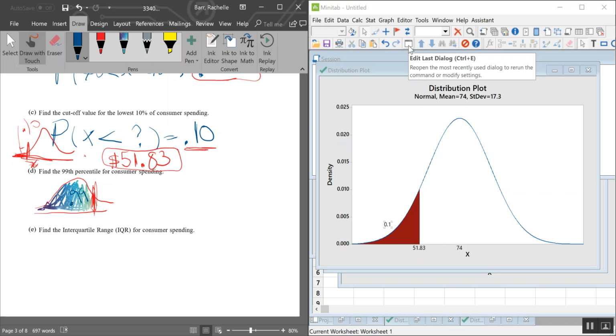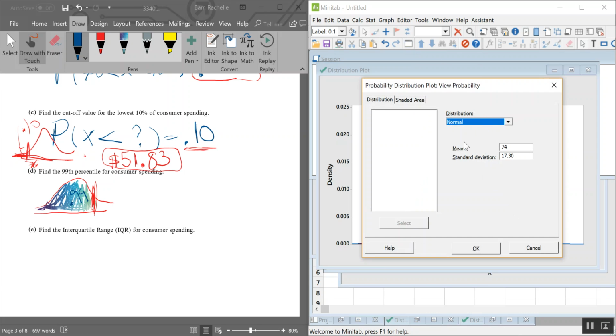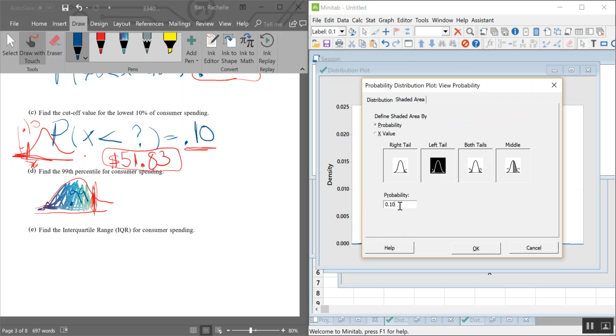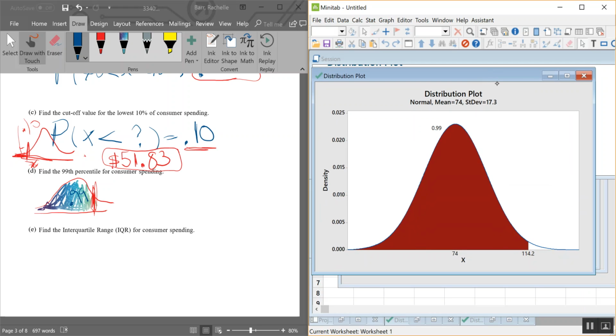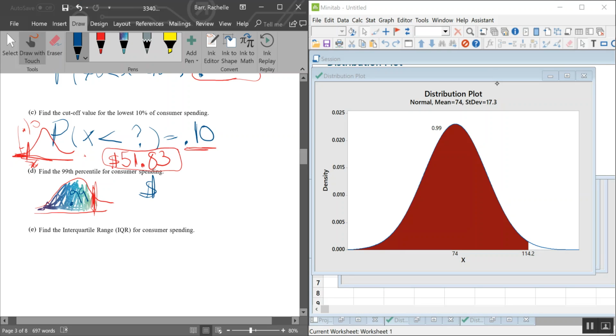So I'm going to hit the last edit dialog button since it was a left tail. Still the same setup, left tail, only now the probability I'm interested in is 0.99. And again, this is fast because this should all be review. So people that spent $114.20, those are your lovely people in the 99th percentile. I should just type this and give up, but then I can't draw those lovely drawings. That's why we're doing this, in case you were wondering. There's a lot of daily spending for those individuals.